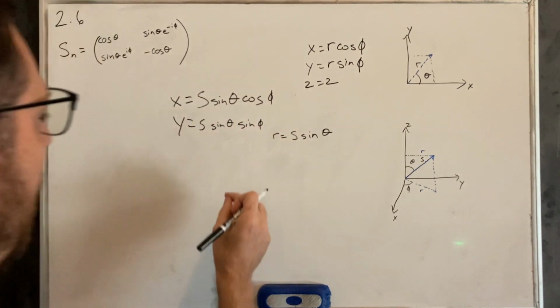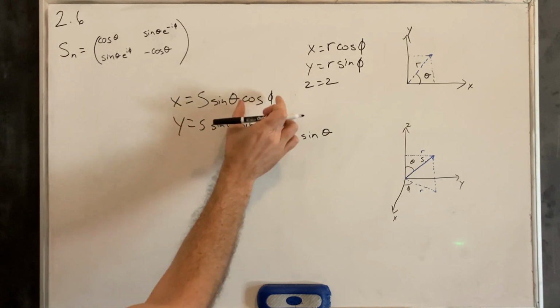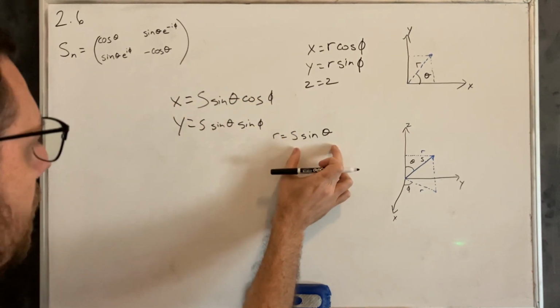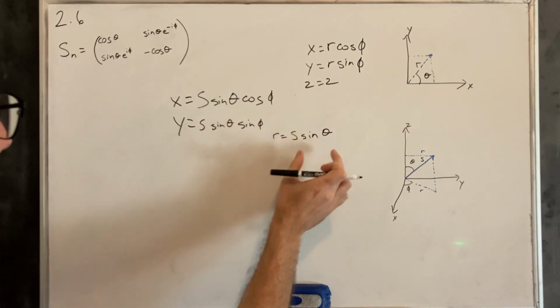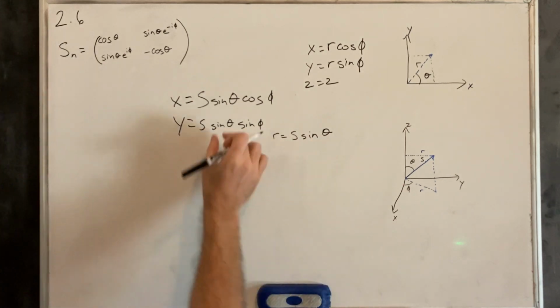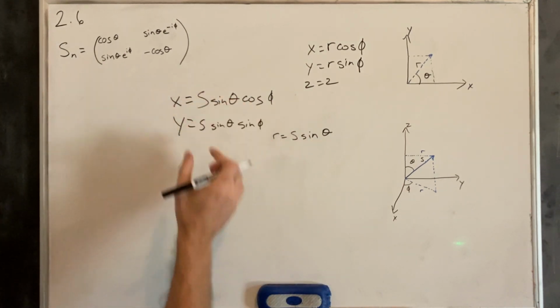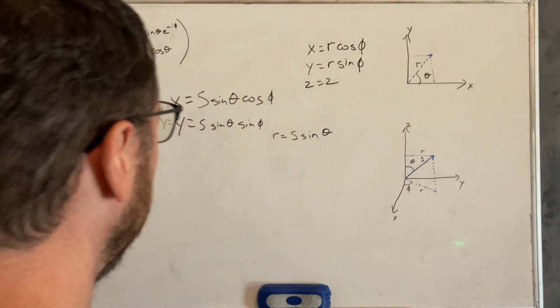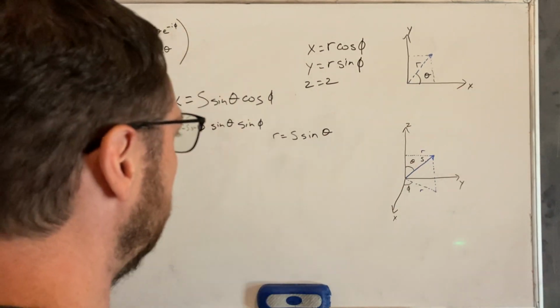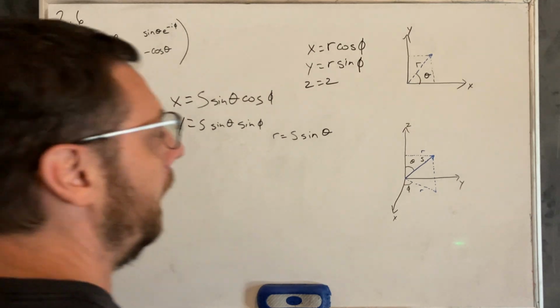Okay, so really we have x is still cosine, y is still sine, but this r had to be replaced by something else. So that something else is going to be our sine theta. We plug that in for what was our r before. So hopefully that's a little bit easier to remember. I know you've probably seen this big long equation that looks impossible to remember.